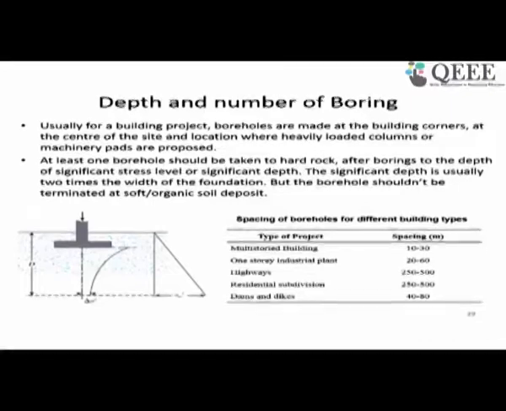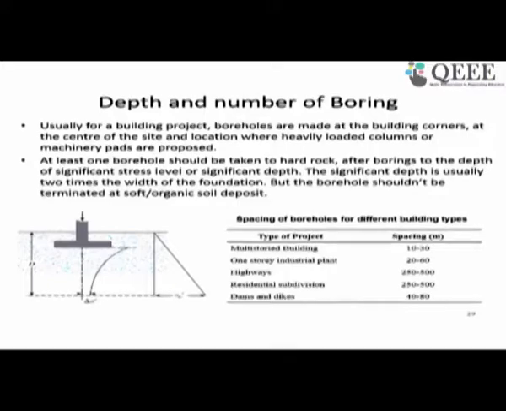And usually for building projects, 4 boreholes are made, one at each corner, and one at the center. In many cases, wherever you have a heavy column load, you will also look for one particular borehole there. So as you see, the number will depend on what type of structure you have and what kind of loading you have.